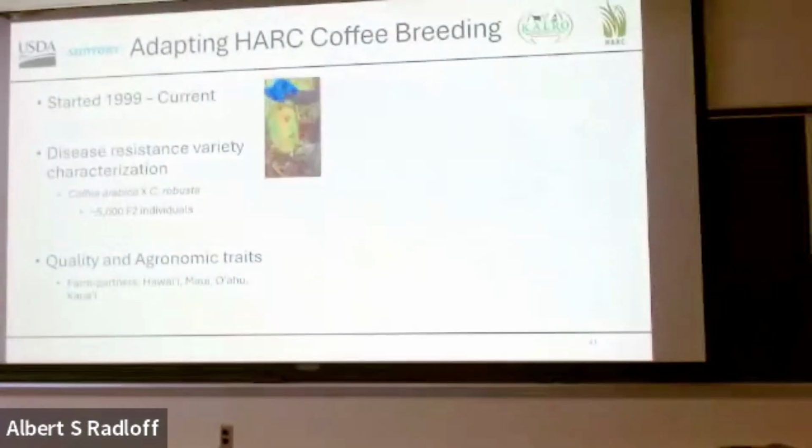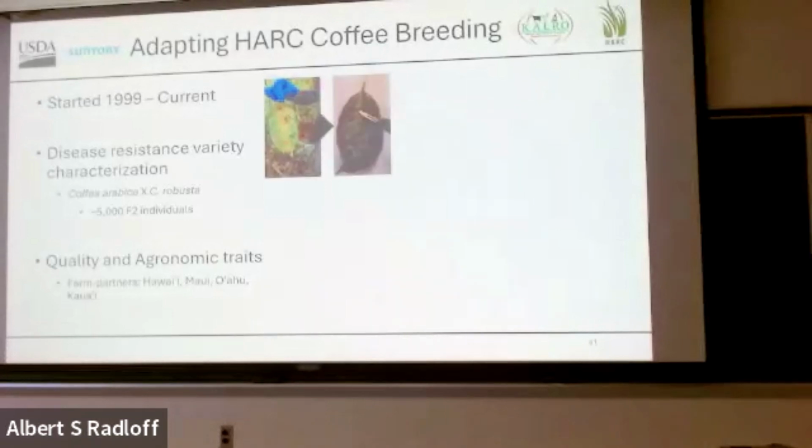And then the last is the HARC coffee breeding program. It's gone on for much longer than 1999, but 1999 was when the first crosses were made by Dr. Shifumi Nagai. And this was primarily for coffee leaf rust resistance, pulled in from Coffea robusta into Coffea arabica, which is probably 99.9% of production in Hawaii. And so we have about 5,000 F2 individuals within that population.